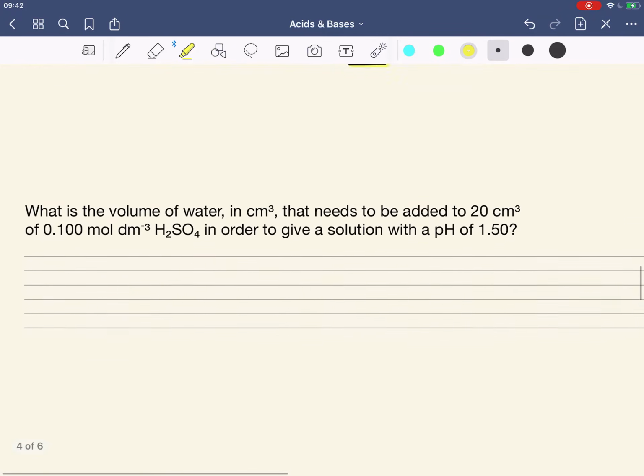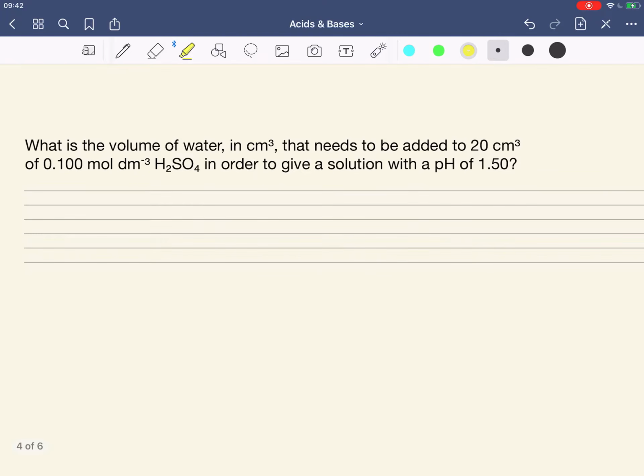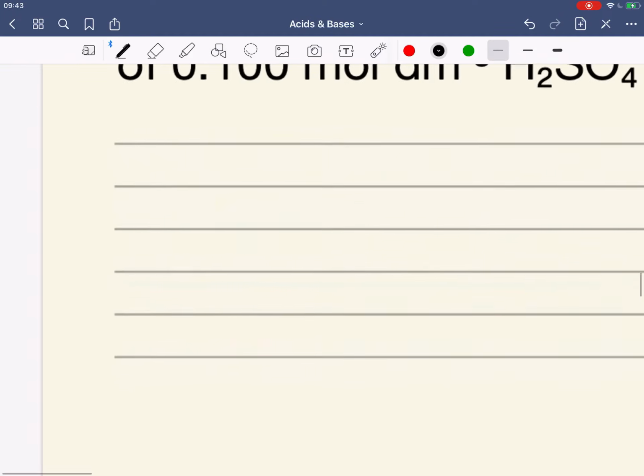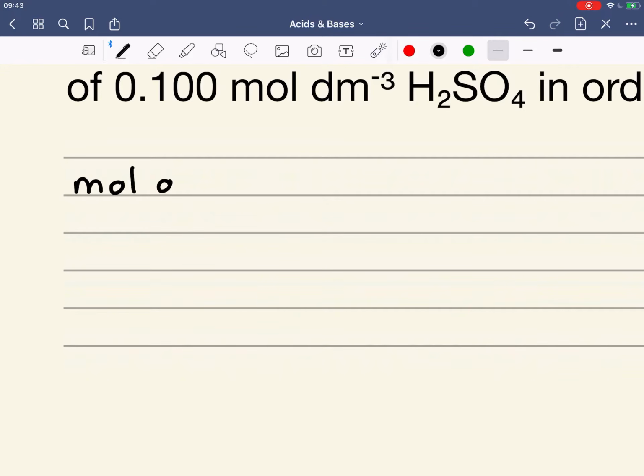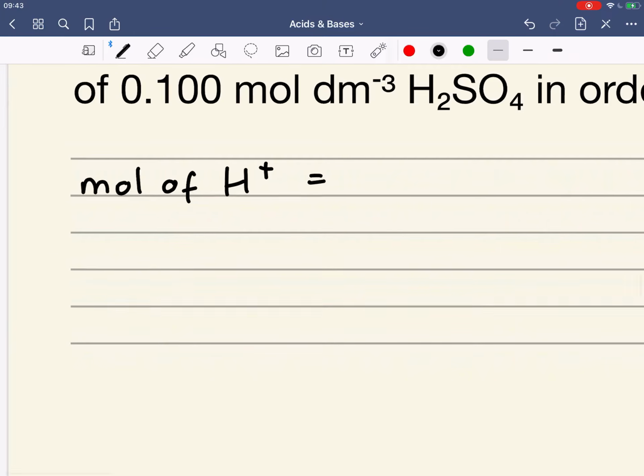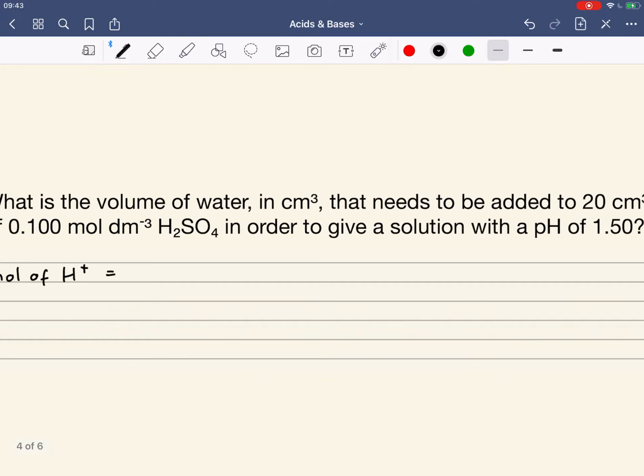We've now got a question where I've got to work out the volume of water in centimetres cubed that needs to be added to 20 centimetres cubed of a 0.1 mole per decimetre cubed solution of sulfuric acid in order to give a solution with a pH of 1.5. First thing we need to do again is work out my moles of hydrogen ions. But in this case, being a diprotic acid, the moles of sulfuric acid does not now equal the moles of hydrogen ions. 2 times the moles of sulfuric acid equal the moles of hydrogen ions.